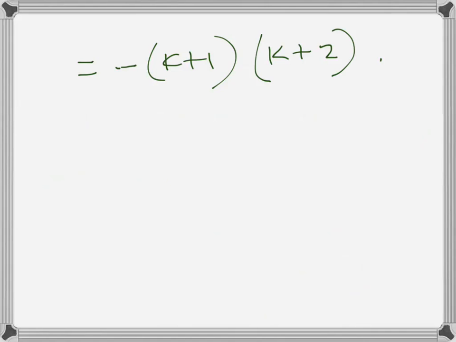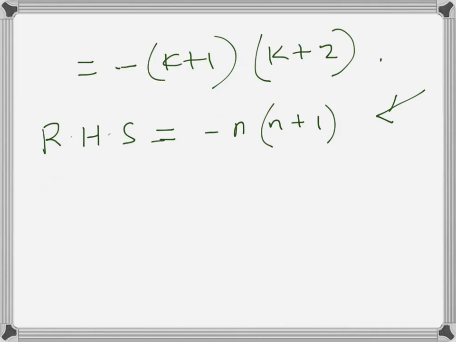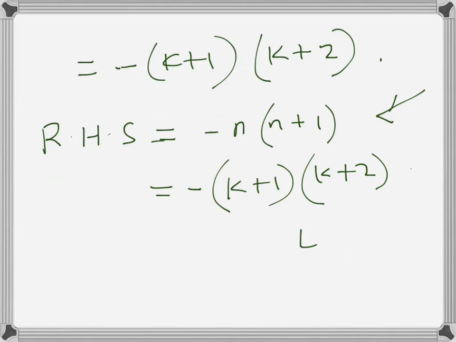Now for n equal to k plus 1, we look at what the right hand side is. The given right hand side was minus n plus 1, and when n is equal to k plus 1, instead of n we write k plus 1, so it actually becomes k plus 2, which is the same as the left hand side. So we have shown that the relationship is true.